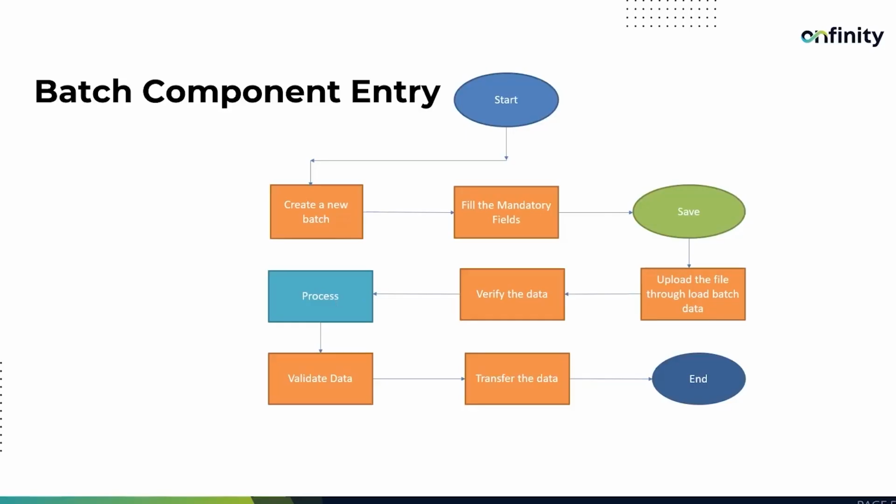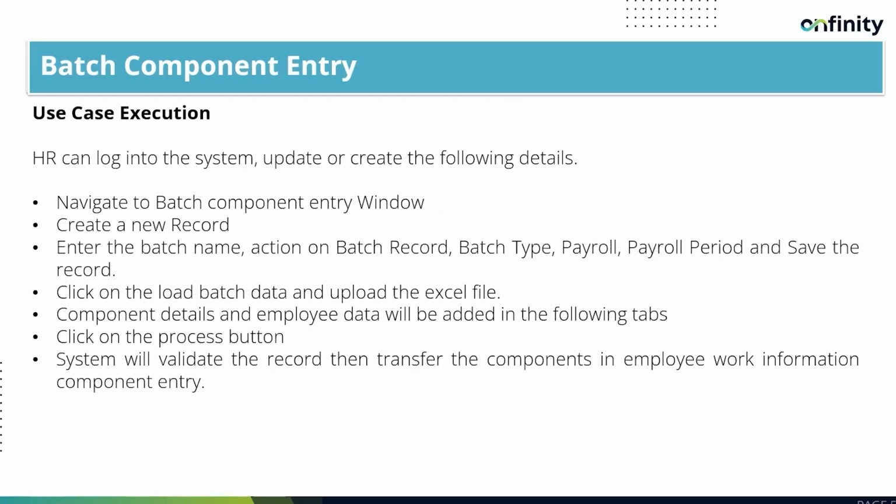Once that initial process is executed, the system will prompt the user to validate the data to check for any errors. So once the data is validated, the user will transfer the data to the employee records. And here the process ends. The component, in this case, the bonus, is attached to all the relevant employees in the Employee Work Information Component Entry section. For this execution case, HR or the payroll admin will log into the system to update or create the batch component entry.